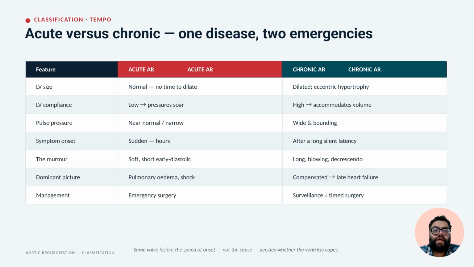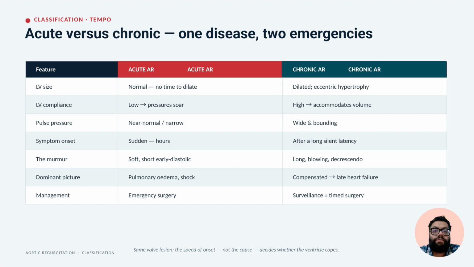If you remember one organizing principle for this whole topic, make it this table. The same incompetent valve produces two completely different diseases, depending only on how fast it arrives. Run your eye down the acute column: a normal size stiff ventricle, pressures that rocket, a near normal pulse pressure that hides the diagnosis, and a patient crashing into pulmonary edema within hours.